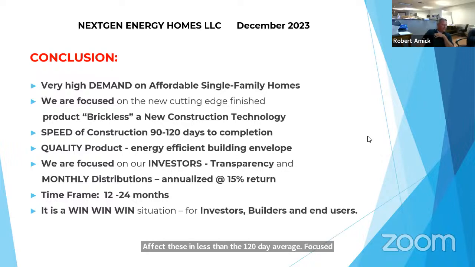We're focused on the investors' transparency, of course. And we're an open book, as well as monthly distributions at the 15% return. Again, time frame, as Gunther said, initially it's 12 months, but we may expand into the 24-month section. And we feel like it's a win-win for everyone involved.